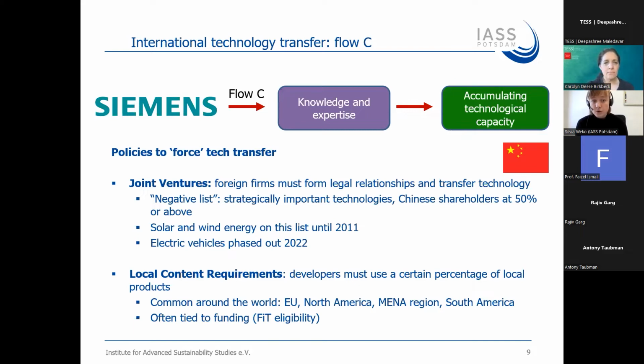There's also local content requirements. These are quite common around the world. It just means that developers have to use a certain percentage of local products. So if you're making a solar farm in Jordan, maybe a local content requirement would be you have to use 50% local labor constructing it, something. And it's quite common, it's often tied to funding eligibility.